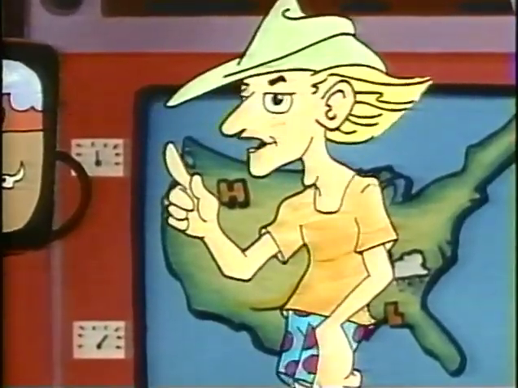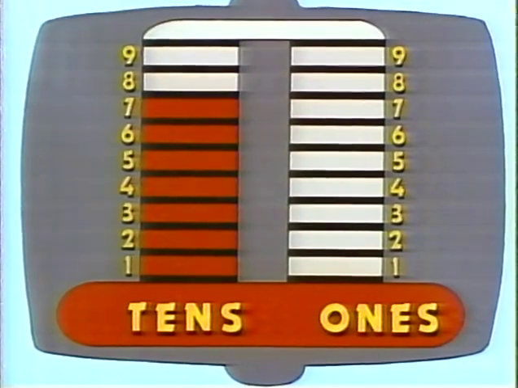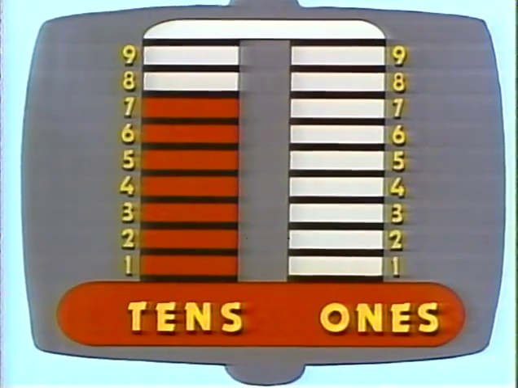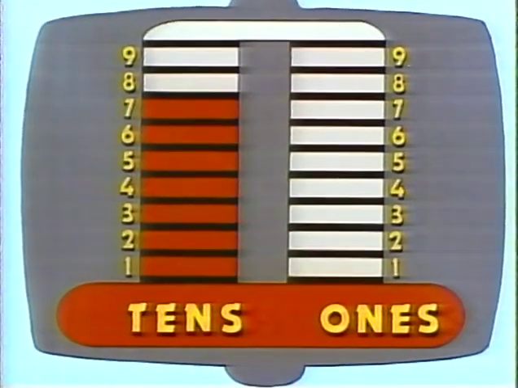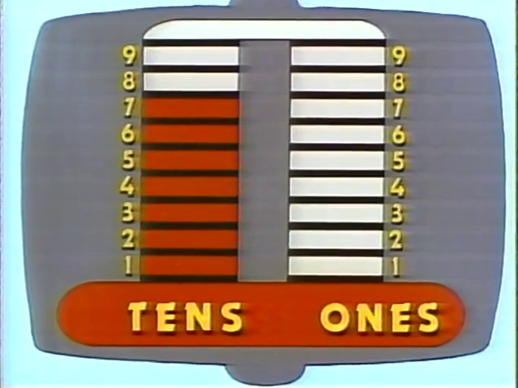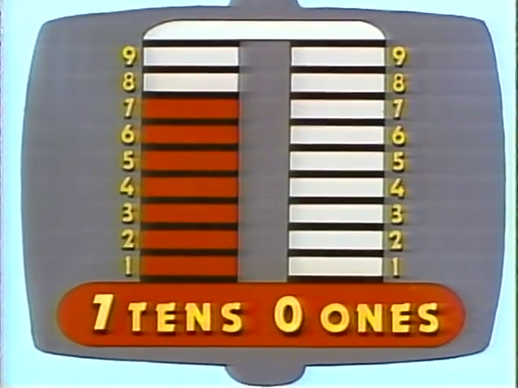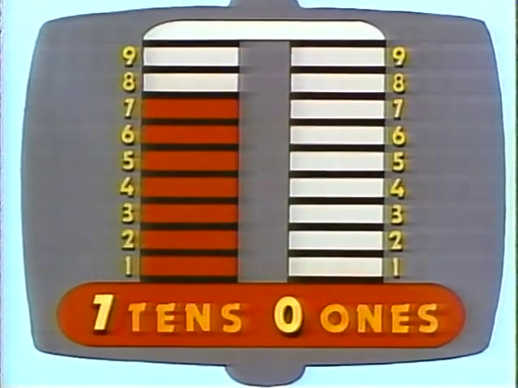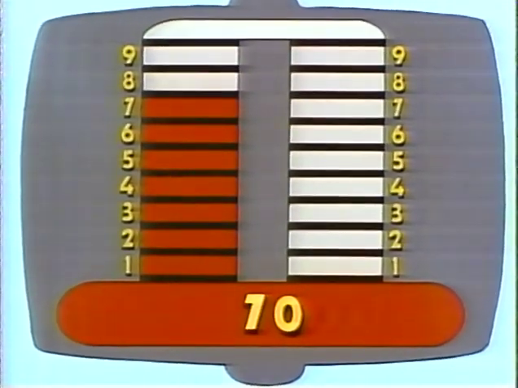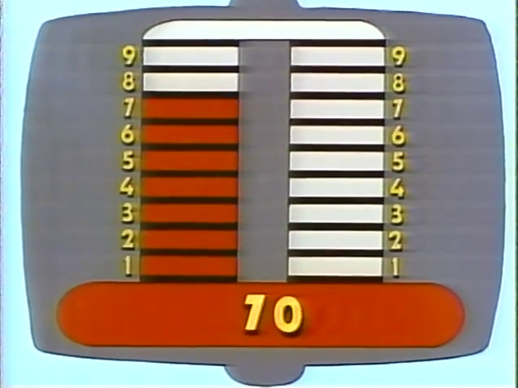Okay, this time for sure. Here's the temperature in Miami, Florida. What number is this? 70. 7 tens and 0 ones. The numeral 7 stands for the number of tens, and the numeral 0 stands for the number of ones. Together they make the double-digit numeral 70.